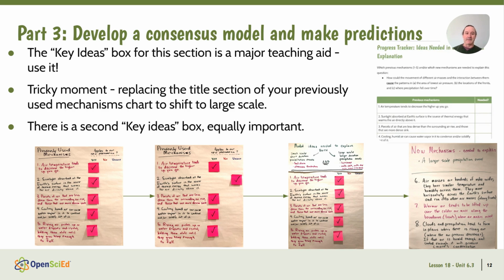There is a twist that you have to create, and that our mechanisms poster doesn't have anything about air masses or fronts, and we need to add those ideas. So that's when you go from this previously used mechanisms into this third poster you see highlighted on the slide, and you'll notice that the entire top of the poster has changed. So keep that in mind. And so this leads you to create a new mechanisms poster for the things that aren't included, like air masses and fronts and stuff like that.